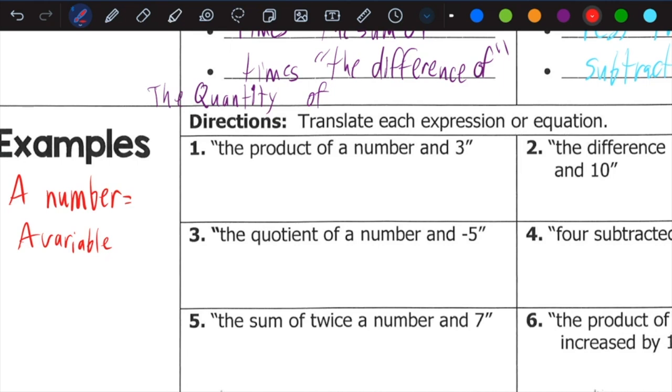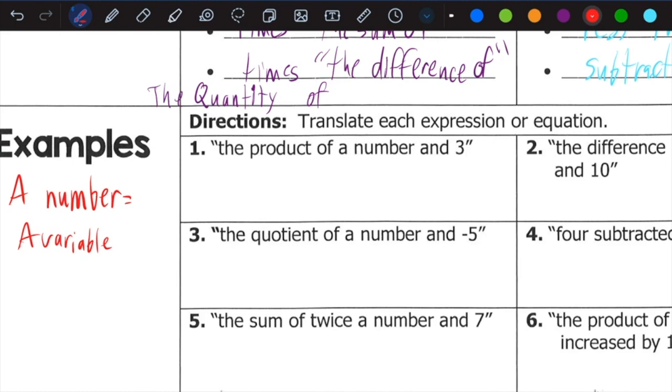But realistically, if you have a favorite letter or you really want to do a certain letter, you're more than welcome to, unless it specifies that it's a specific variable, like the product of a number X or the product of X, or things like that. Now in number 1, we see the word product. Product tells us that it's multiplying. So what two things are we multiplying together?